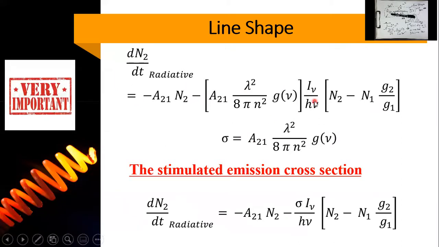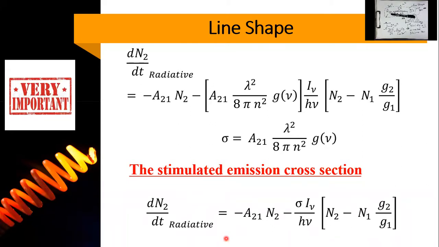So you can generally rewrite this equation saying that dN2 by dt equals negative A21 N2, which is a spontaneous term, minus sigma, which is this cross-section, I mu over h mu, N2, which represents the stimulated emission, minus N1 g2 over g1, which represents the absorption. And this becomes what we can call the general rate equation for a two-level system. This will be the termination for part number 2.